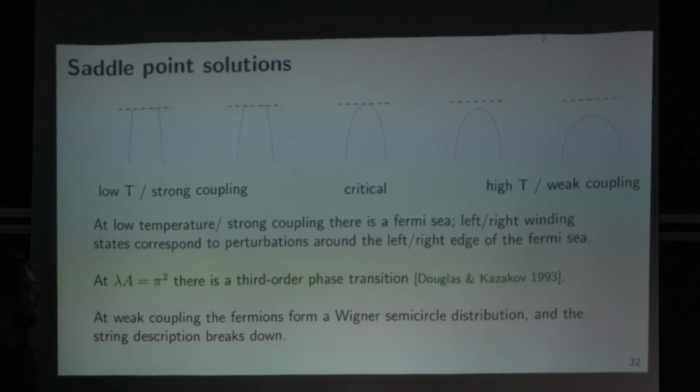And above that critical temperature, the fermions behave very much like they were in a continuum. They don't feel the fact that they're on a discrete lattice, and in fact, they form a Wigner semicircle distribution. So there, it's very much just like the random matrix, and here the string description breaks down completely. In fact, the 1/n expansion of the partition function in that phase has no perturbative 1/n corrections. There's nothing that you could interpret as a string diagram. Everything is exponential corrections.